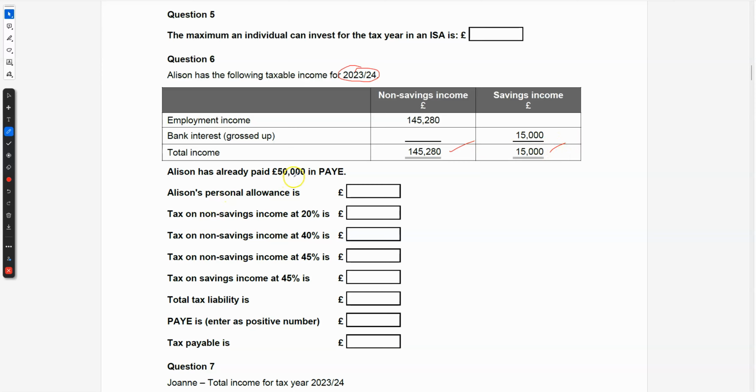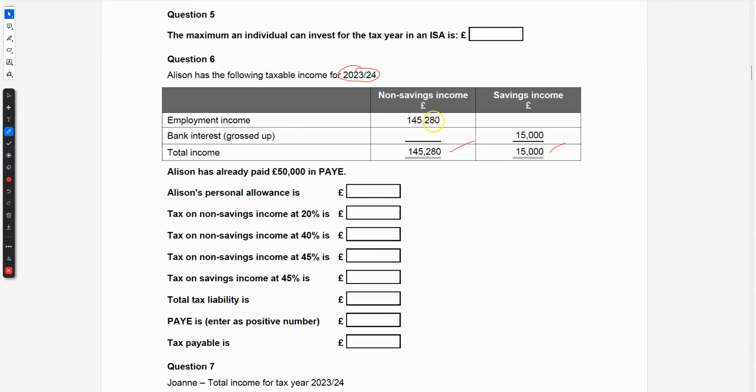Alison has already paid 50,000 in PAYE. That means the tax already paid at source is 50,000. If the question asks you how much tax you still need to pay, remember that we have to minus this 50,000 because it's already deducted at source. Alison's personal allowance is how much personal allowance she is entitled to.